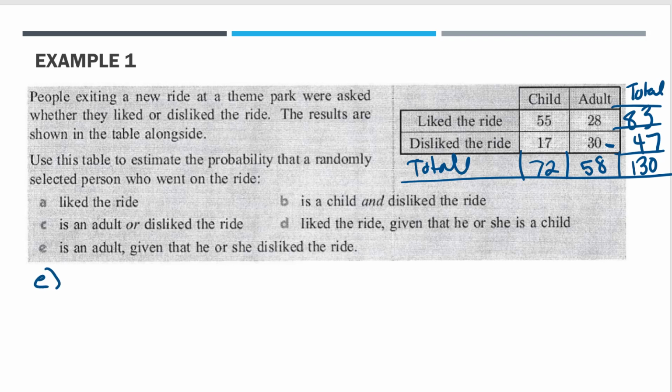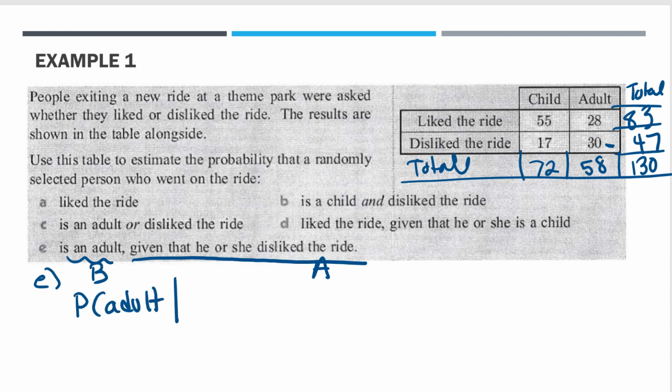E. Find the probability that we have an adult given that they disliked the ride. So what we know to be true is that the person disliked the ride. So that's going to be that first event. The fact that they are an adult is their second. So probability of being an adult given they disliked the ride.